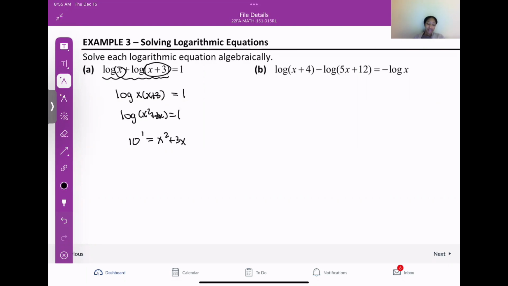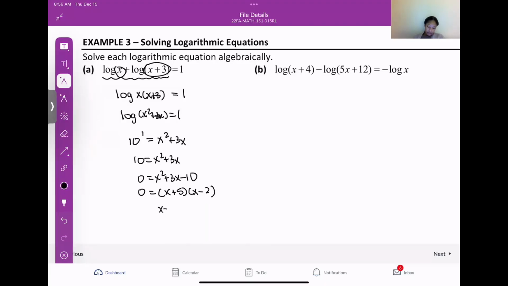And then from here, we can simplify and solve. 10 equals x squared plus 3x. 0 equals x squared plus 3x minus 10. Then we get 0 equals x plus 5 times x minus 2.